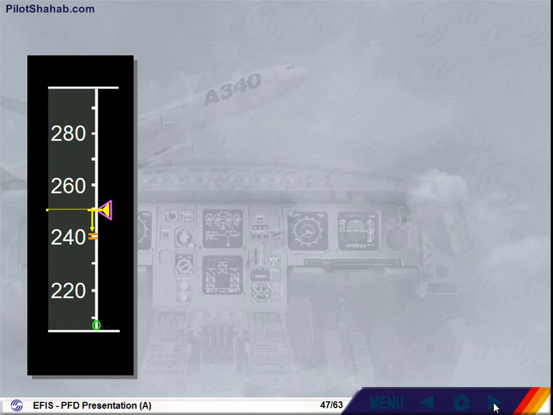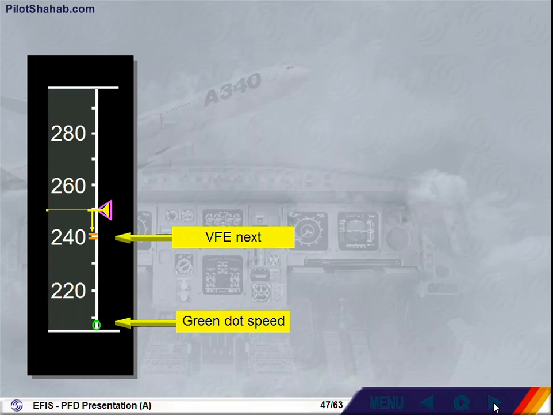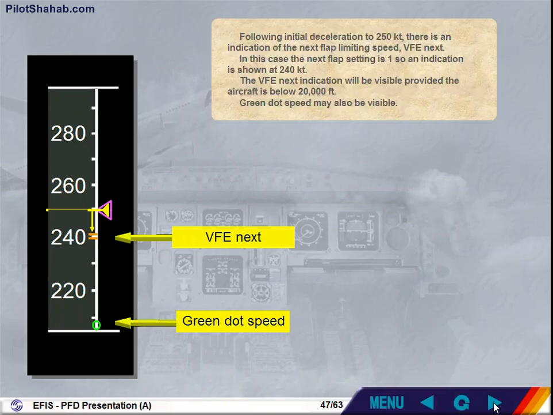Following initial deceleration to 250 knots, there is an indication of the next flap limiting speed, VFE next. In this case, the next flap setting is 1, so an indication is shown at 240 knots. The VFE next indication will be visible, provided the aircraft is below 20,000 feet. Green dot speed may also be visible.